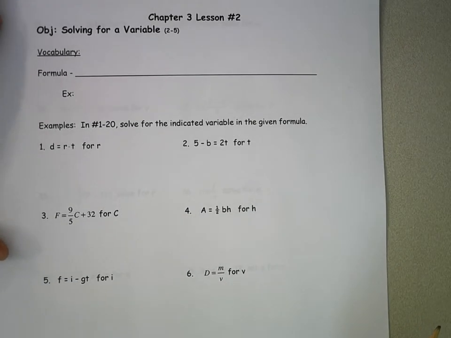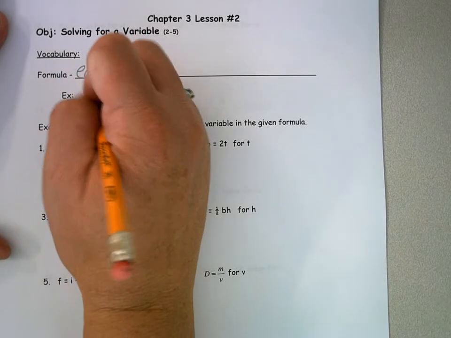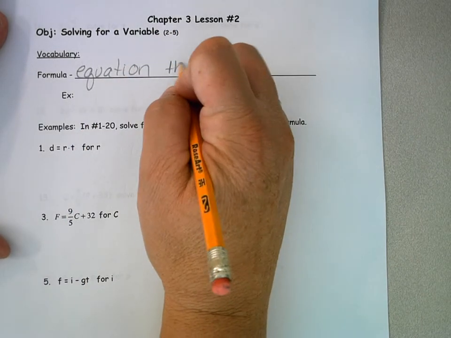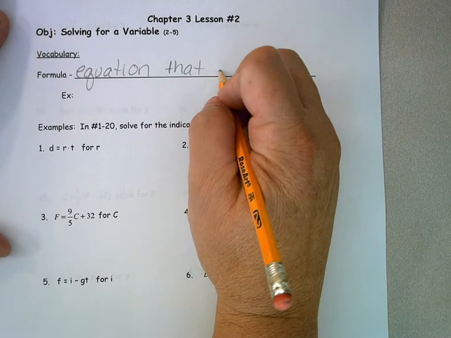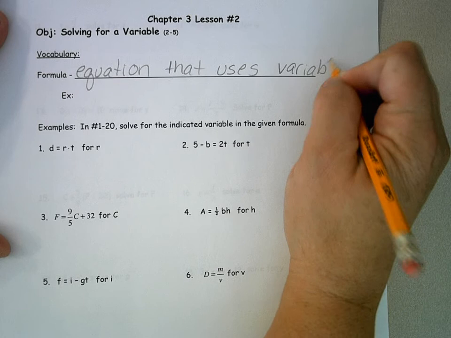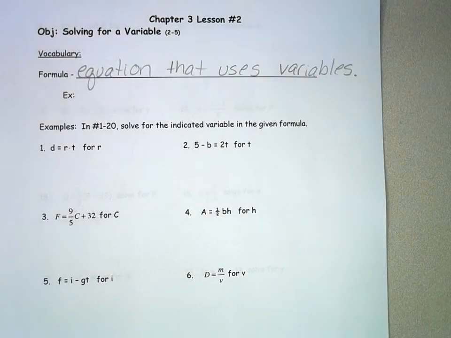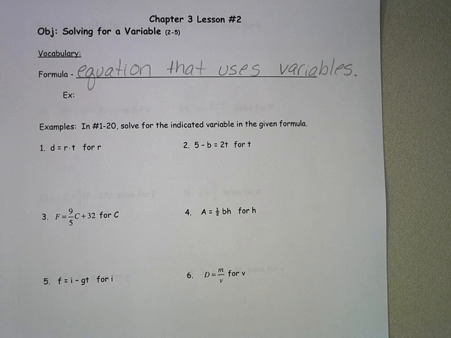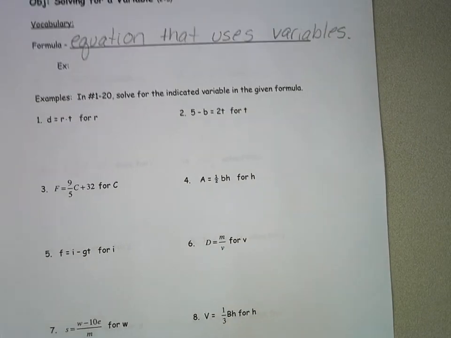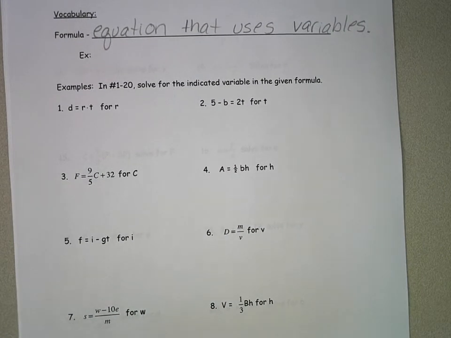Chapter 3, Section 2, we start out solving for a variable. A formula is an equation that relates some items. How about an equation that uses variables? As we look at number 1, I'm guessing some of you probably remember what D, R, and T stand for. That is distance equals rate times time. And we treat these just like numbers.